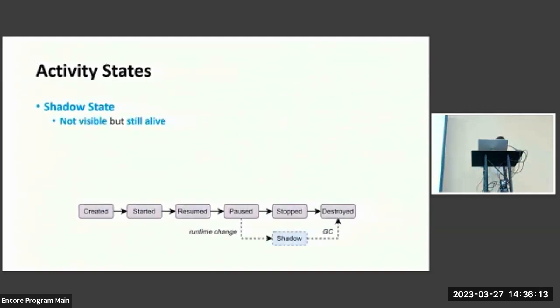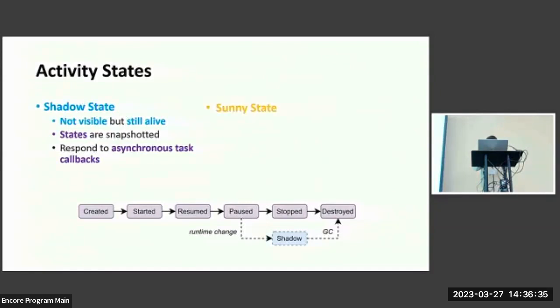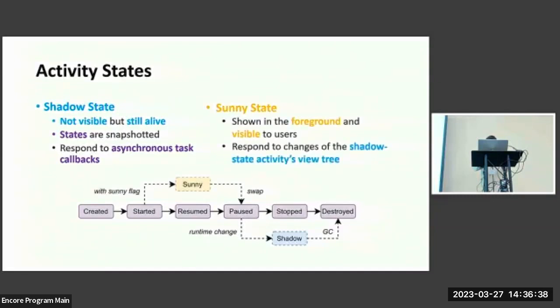So we will briefly introduce the detailed designs, and specifically we propose two new states to the Android lifecycle. Shadow state, which is not visible but still live. When an activity enters the shadow state, its states are snapshotted and stored, and it can still respond to the asynchronous task. And for the sunny state, the activity is shown in the foreground and visible, and it should respond to the change of the shadow state activity's view tree.